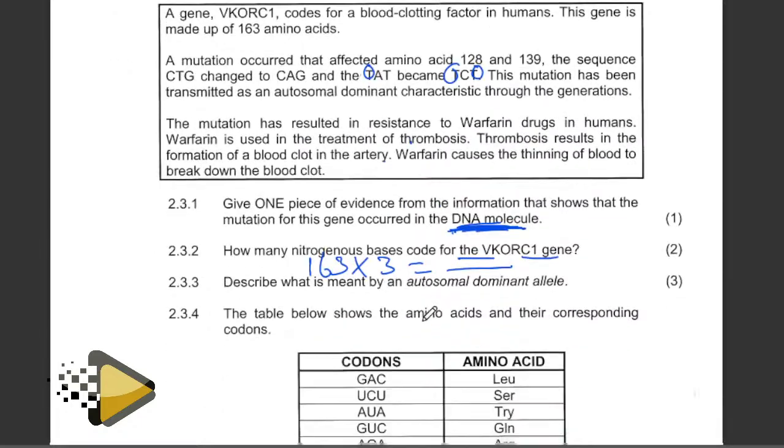Describe what is meant by autosomal dominant allele. Autosomal means that it is a non-sex chromosome. It is not carried on the X chromosome. This allele is not carried on the X chromosome and is dominant. That's what it means. It's dominant and is not carried on the X chromosome. So this condition is caused by a dominant allele which is not carried on the X chromosome.